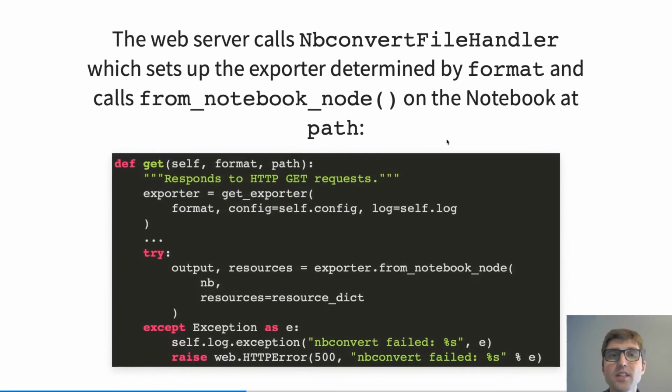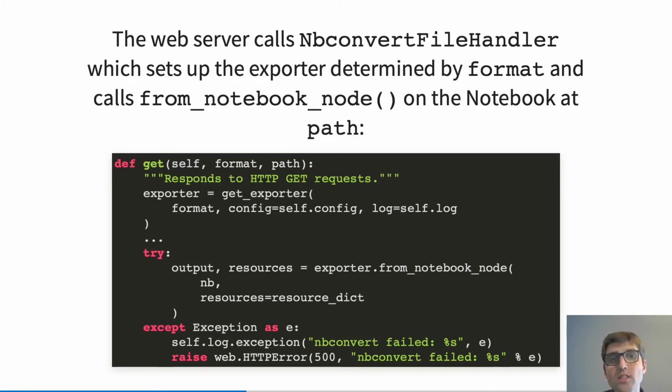The particular function that is called for the NBConvert package is in a class called NbconvertFileHandler. This sets up an exporter, which is determined by the keyword argument format. And this calls from_notebook_node, which is a method that's implemented on all of the exporter classes in NBConvert, and basically turns the notebook into whatever output format we want it to be. So the get method handles GET HTTP requests that go to the NBConvert route.